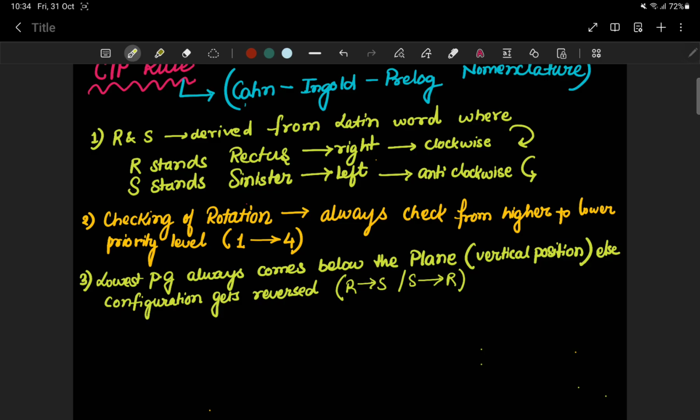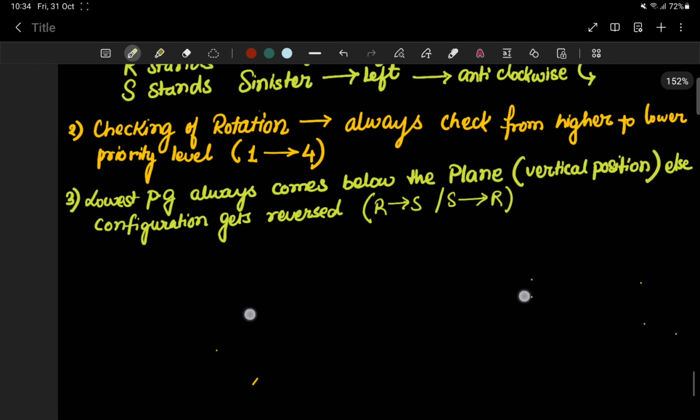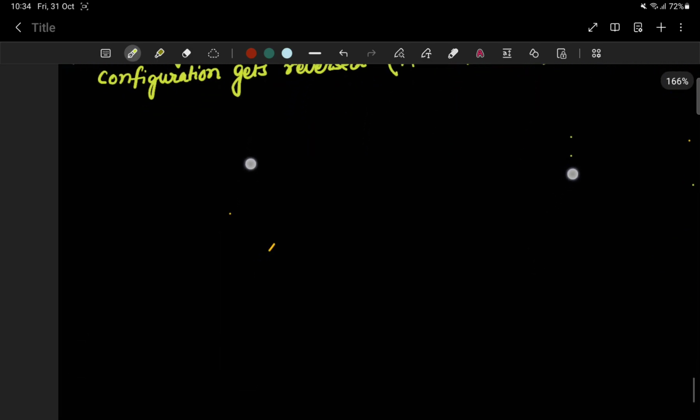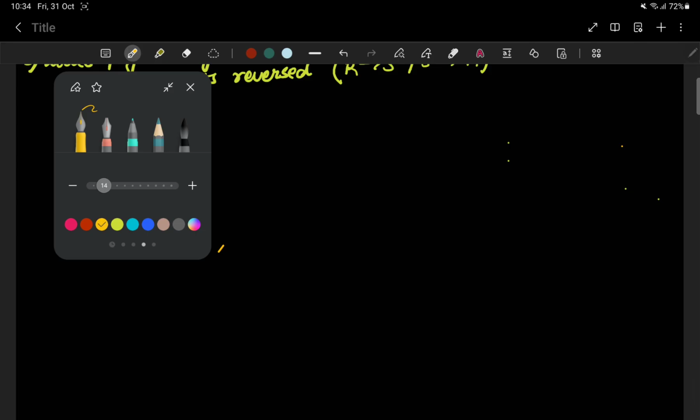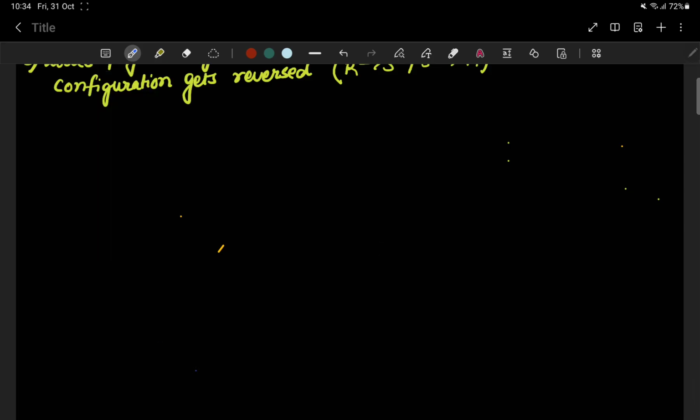So I have completed three points over here. Coming to the next point: how will you determine the steps? Steps to determine the lowest priority group are like this. First, you will assign steps to determine the priority order.